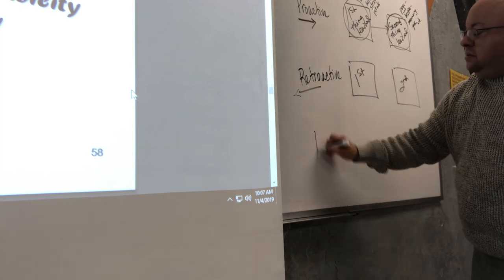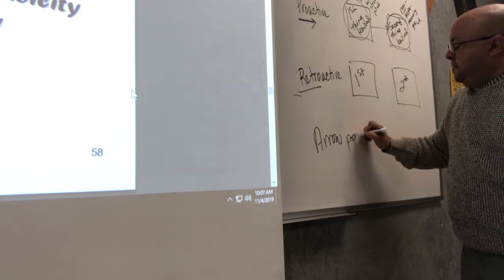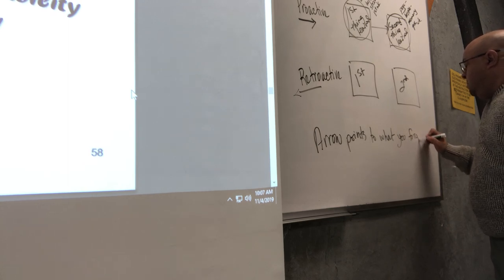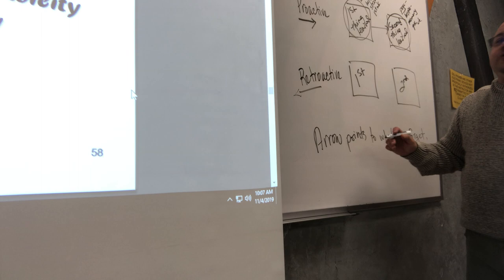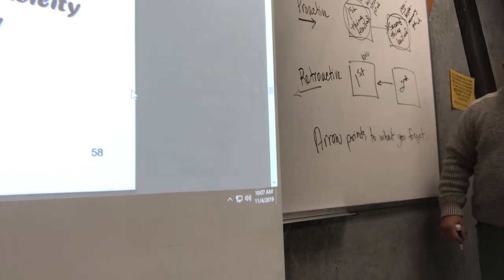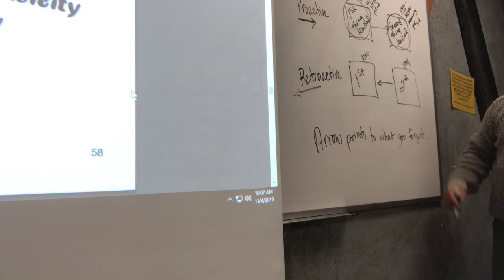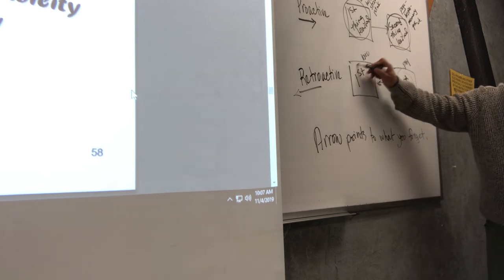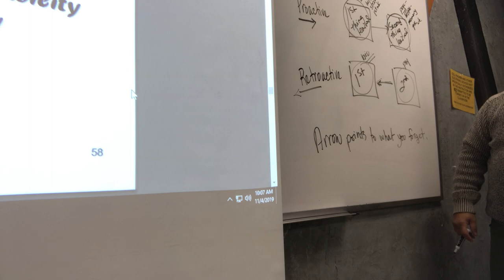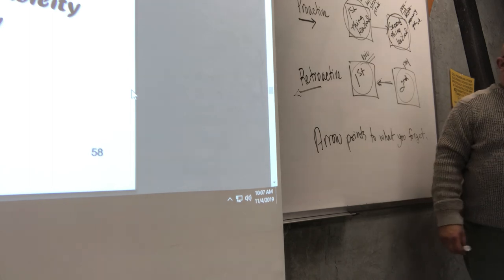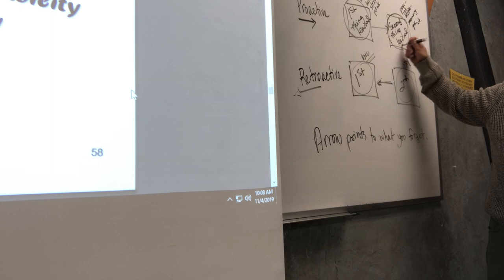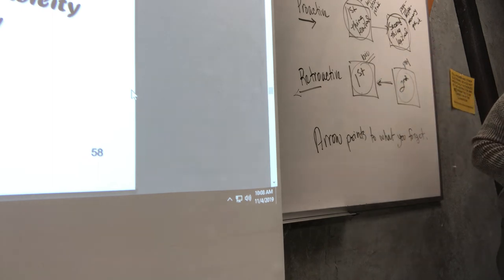So here's a little arrow that points to what you forget. You see what I mean? So in retro, the arrow is going to point backwards. So now you learn the first thing, what the biology instructor said, and then you learn the second thing, what I said. And now what I said is getting in the way, and you're forgetting what the biology instructor says. So this is what we forget here, and this is what we forget there. So the arrow points to what it is you're going to forget. You think first thing, second thing, right? So in proactive, you forget the second thing, and in retroactive, you forget the first thing. Everybody with me? Okay.